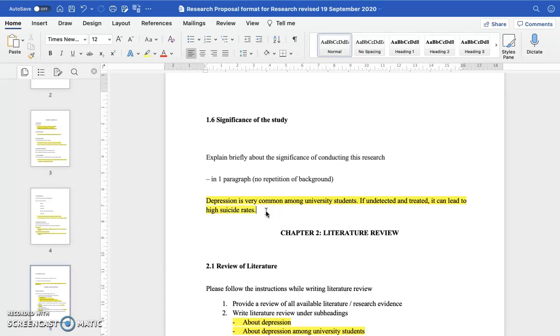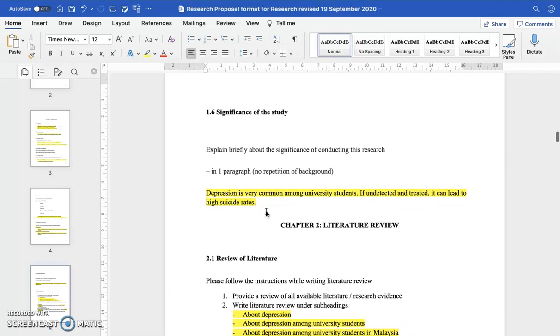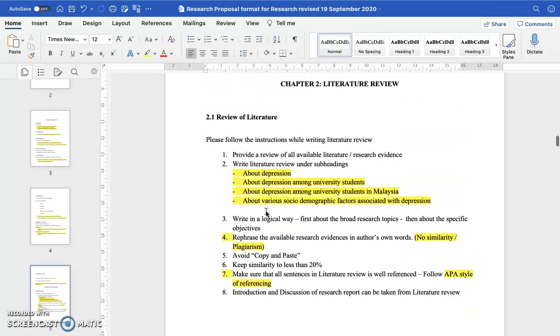Then you can say that if detected, if found out, we can do counseling and we can do some preventive measures to prevent suicide or to reduce depression levels. And about the socio-demographic factors, you can identify if first year students are more depressed or final year students are more depressed. Then we can have more supportive sessions, more counseling sessions in that year. Understood? So that is the significance of the study.